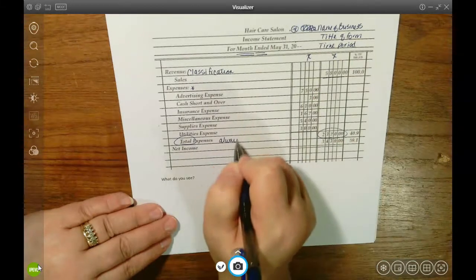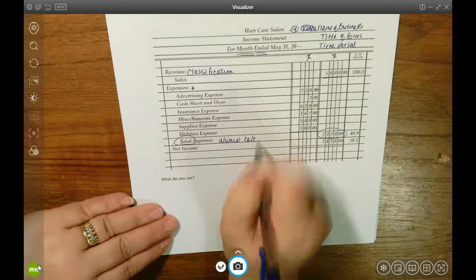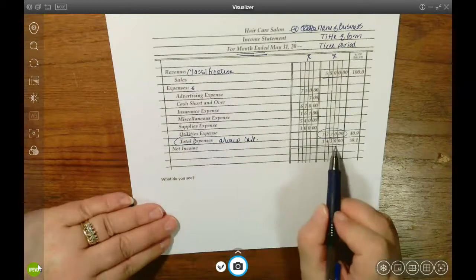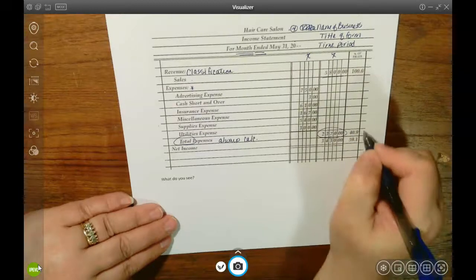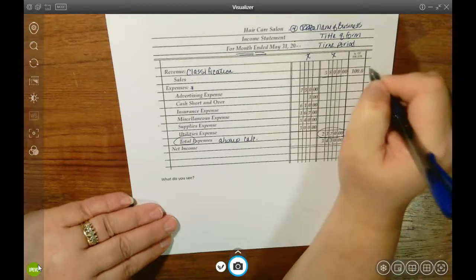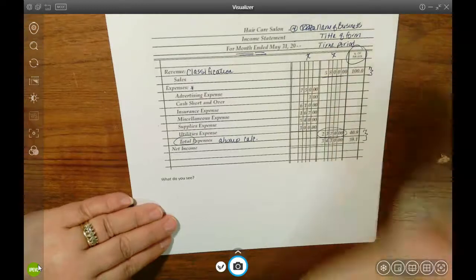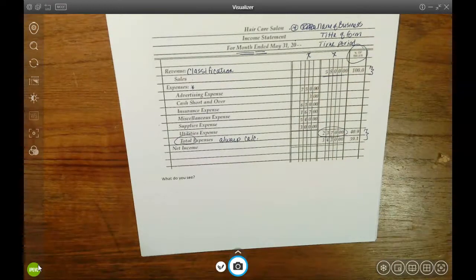Always calculate. Then it explains the net income. You probably notice that there are percent of sales, and we are going to learn that in a second.